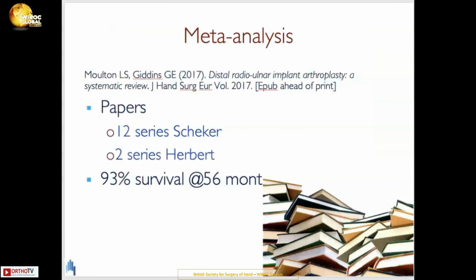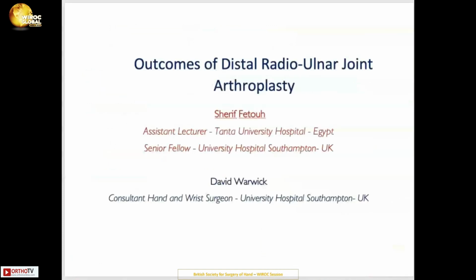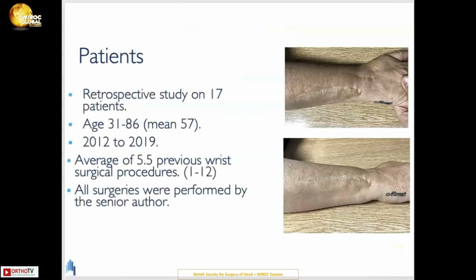The meta-analysis, again, by Greg Giddins, same paper, but this time it's the Schekers, and pretty good survival at 56 months. But again, we need longer term follow-up. We've done quite a few in Southampton. This was a project about 3 years ago. We've done more now. The average had 5.5 procedures before my Schekers. One of them had 12, the one I showed you earlier. And all these DRUJ replacements were performed by me.